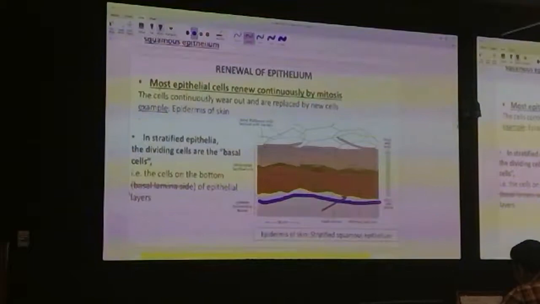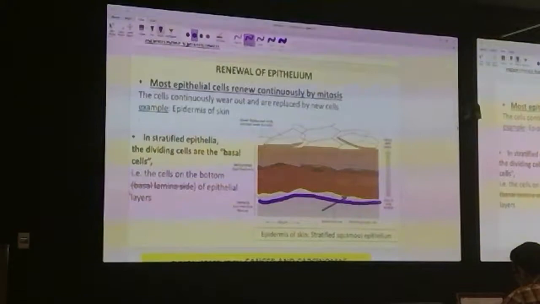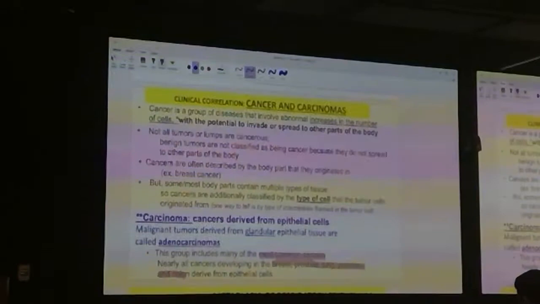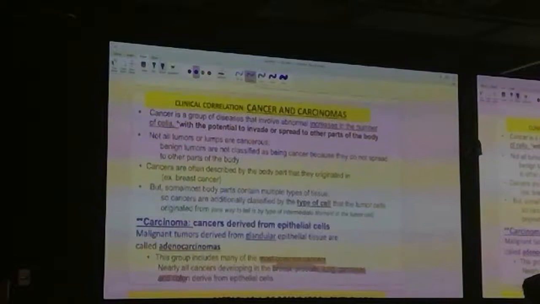Oh, and just know that mitosis starts at the basal lamina. Okay, so just know that carcinoma is cancer of epithelial cells, and adenocarcinoma is cancer of glands.